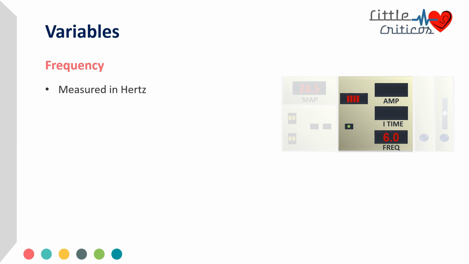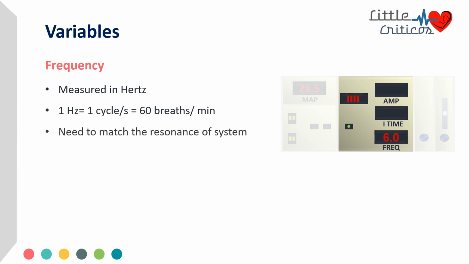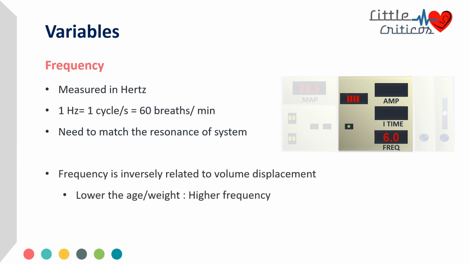Frequency is measured in Hertz. 1 Hertz corresponds to 1 cycle per second, that is 60 breaths per minute. Ideally, the frequency of the ventilator needs to match the resonance frequency of the system. Frequency is inversely related to the volume displacement.